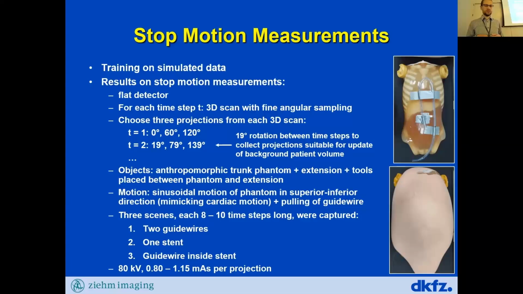The objects we scanned were an anthropomorphic trunk phantom with a soft tissue equivalent extension, and the tools were placed between the phantom and the extension. We simulated patient motion by translating the whole phantom according to a sinusoidal motion in the superior-inferior direction, and by pulling out the guide wire between the time steps. In total, we captured 3 scenes this way. The first scene contained 2 guide wires, the second scene 1 stent, and the third scene a guide wire inside a stent.